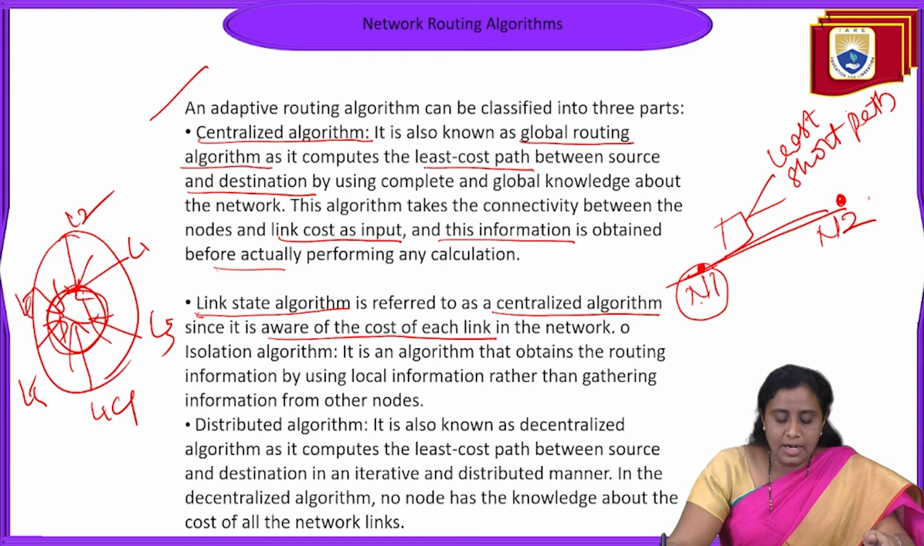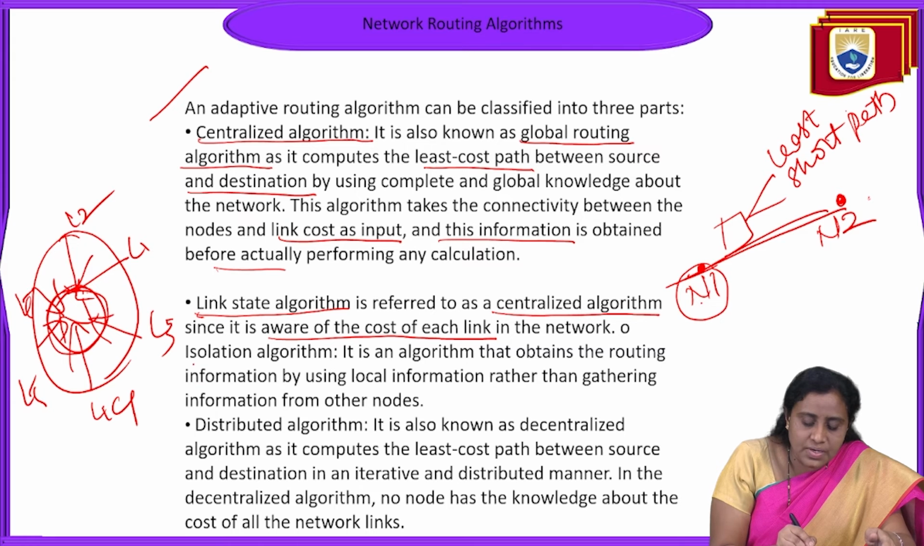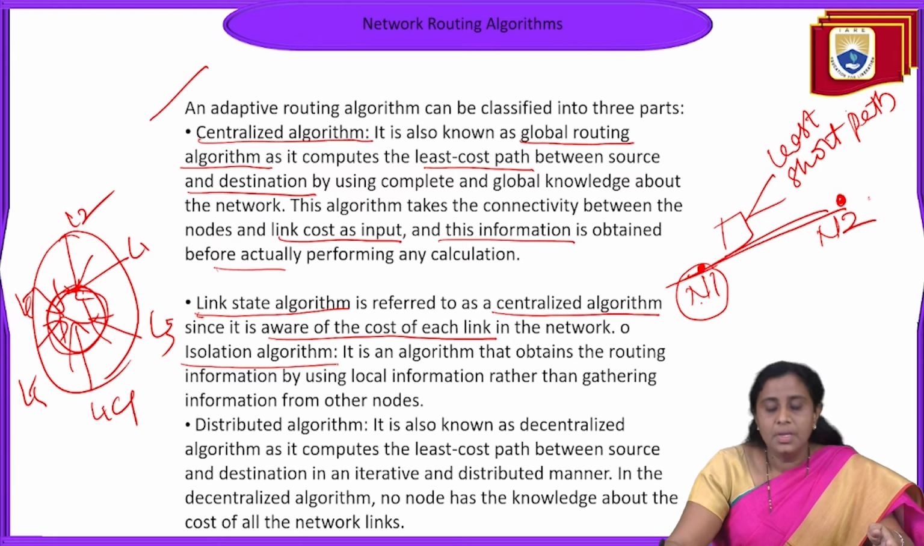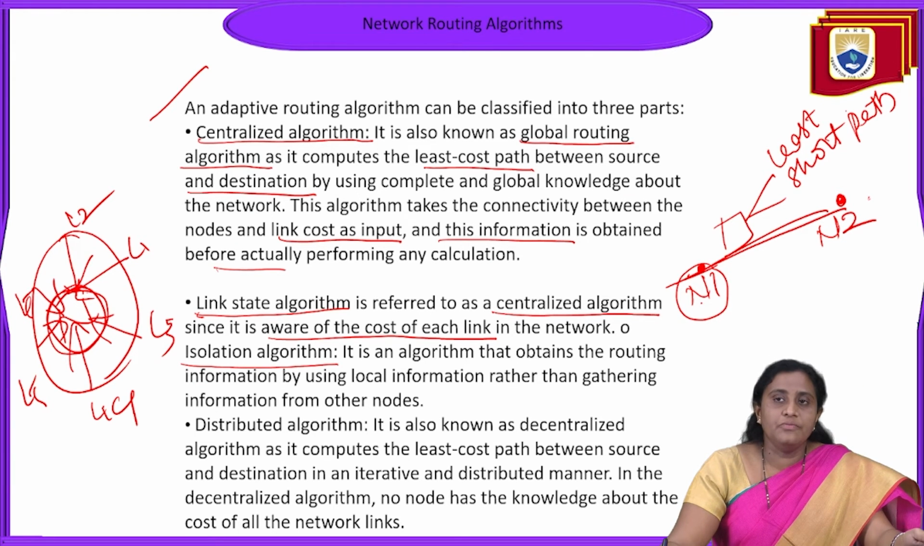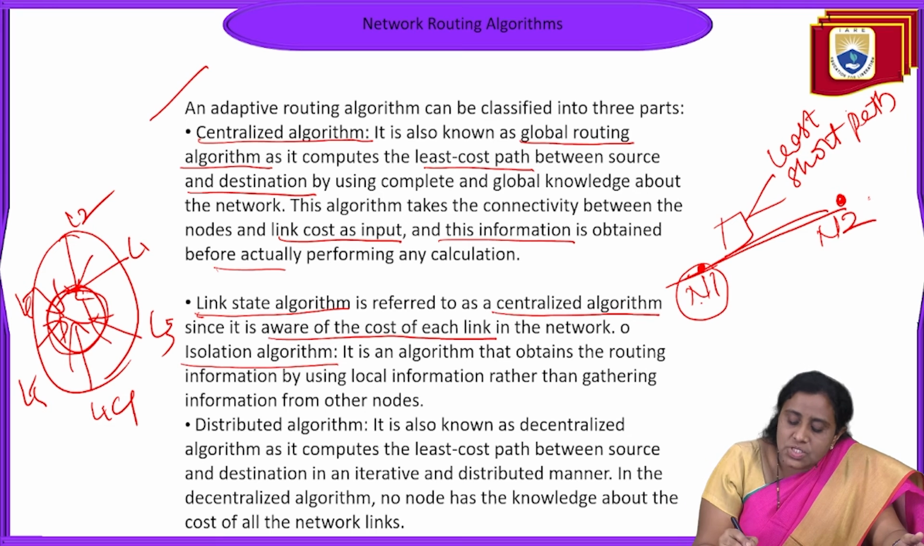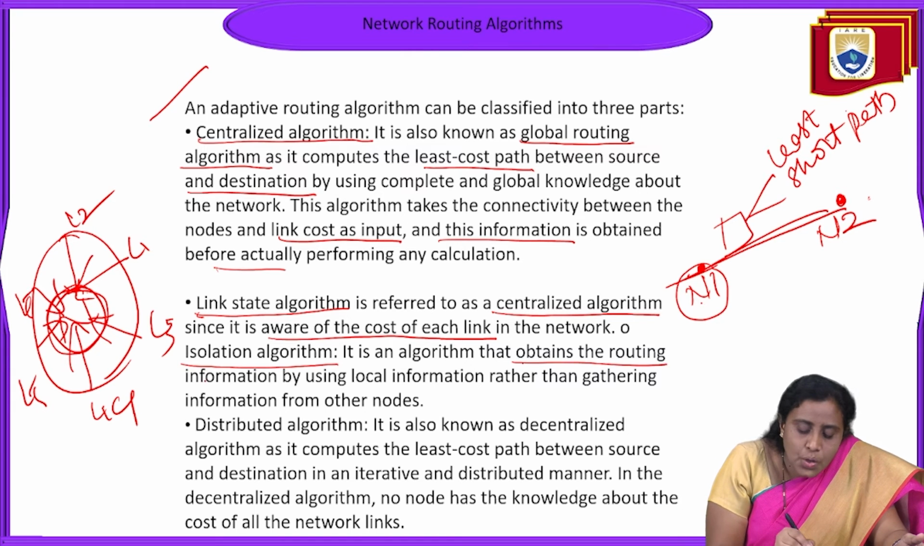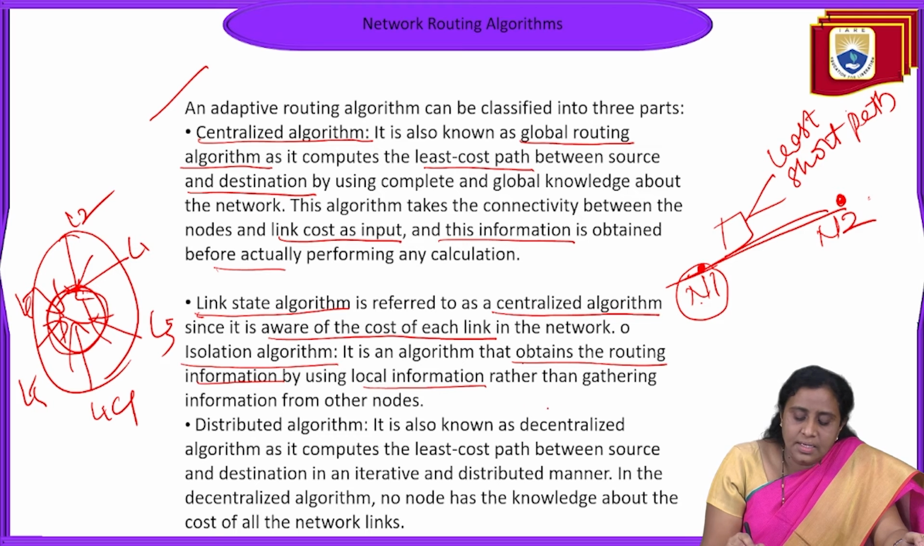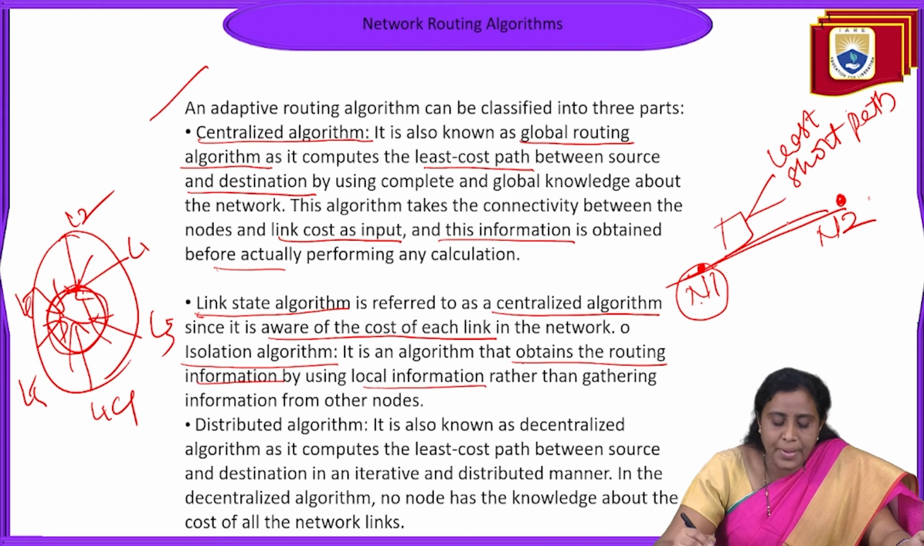And coming to the next one, the isolation algorithm, it is also an algorithm which is used to obtain the routing information by using the local information rather than getting information from other nodes. It will only help to obtain the routing information while transmitting the packet from one node to another node.